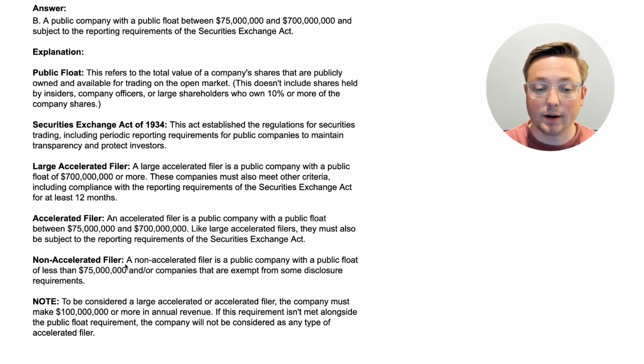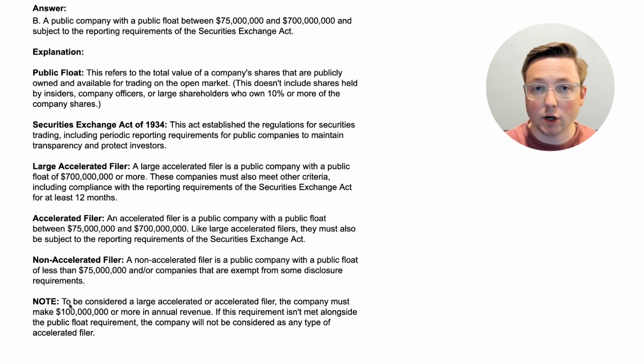And then non-accelerated filers: these are basically any public company with a public float that's less than $75 million and/or companies that are exempt from some disclosure requirements. So if they don't have a big enough public float to be considered an accelerated or a large accelerated filer, then they're just a non-accelerated filer, or basically all other filers as public companies go.